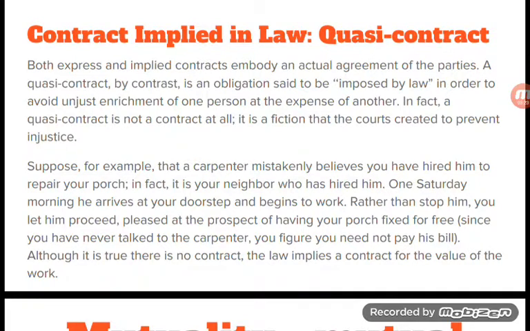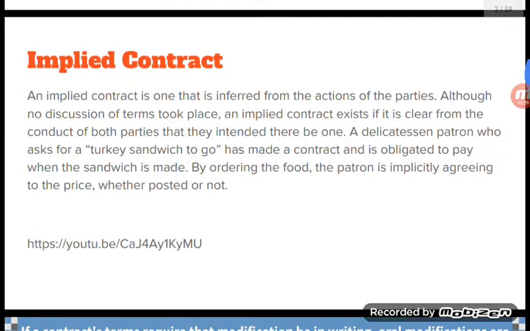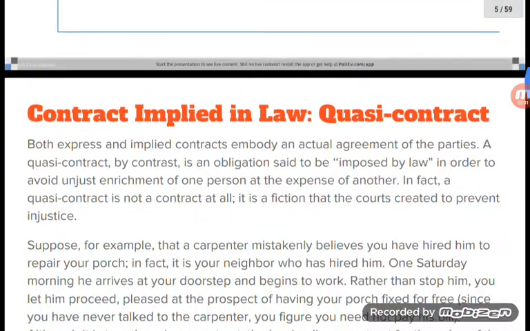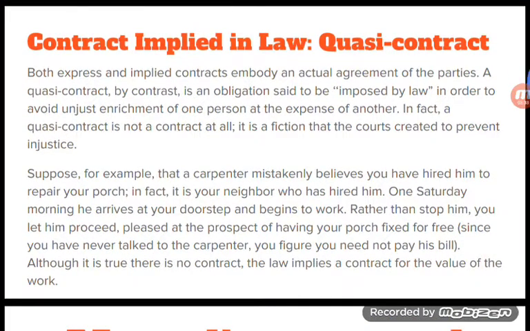Contract implied in law, quasi-contract. This is similar to the idea we were speaking about before, implied contracts. This gets to a different type of contract that springs forth into being. A magic fairy appears in the courtroom and creates a contract that's going to bind the parties.